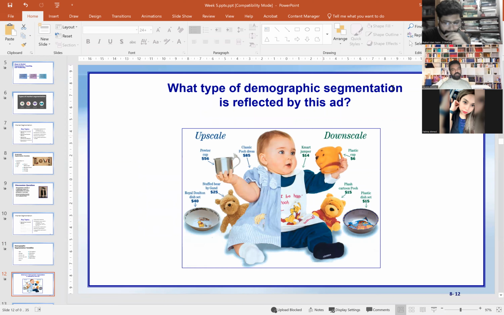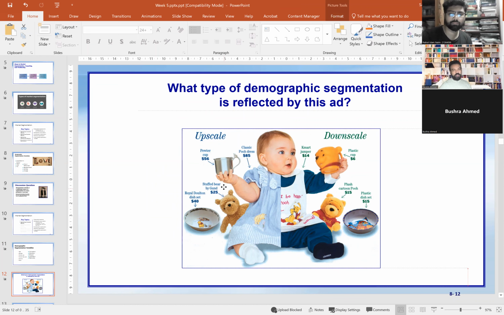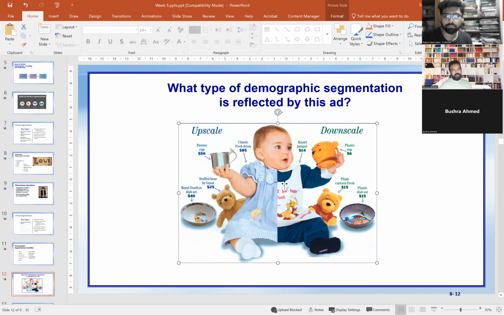For instance, looking at this image, what type of demographic segmentation is reflected by this ad? Foreign countries. Sorry, say again, Musa. Kids product. Kids, yes, of course. It's segmenting the age group, which is obviously 0 to 2.